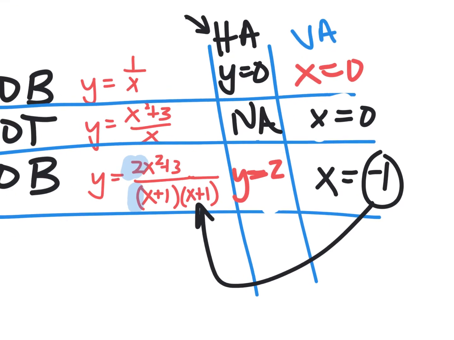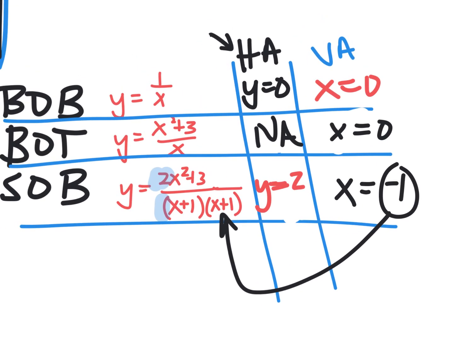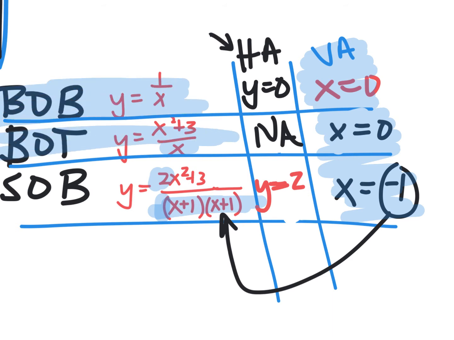Back to our answers: where did all these verticals come from? I want to focus in on that for a second. The verticals came from what made the bottom 0. Where did I get the horizontals from? Much more complicated rules. The horizontals all came from these rules: bigger on bottom, bigger on top, same on both. The bigger on the bottom kind is whatever's on the outside. The bigger on top kind is there just isn't any. And the same on both kind is a ratio of the lead coefficients.